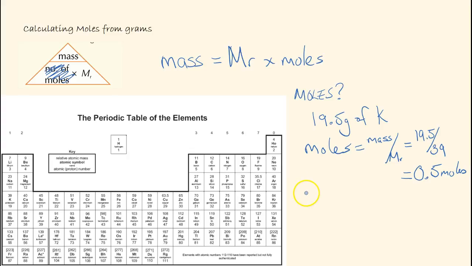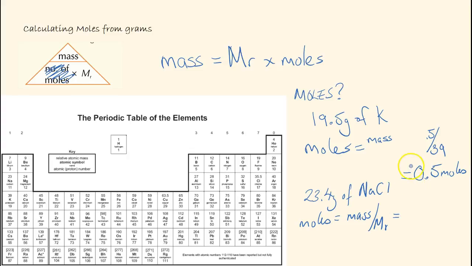This time a little bit more complicated. I'm going to have 23.4 grams of sodium chloride. So I've got a molecule this time. Again, the moles is equal to the mass divided by the Mr, the molecular mass. So I have the mass of 23.4 grams. This time my molecular mass is the addition of sodium, which is 23, plus chlorine, which is 35.5, and I type that into my calculator and I end up with 0.4 moles.